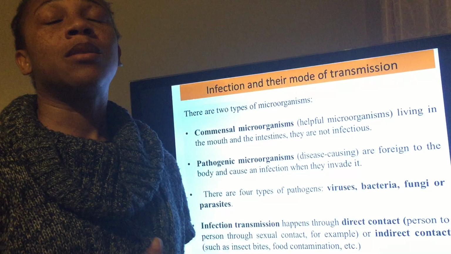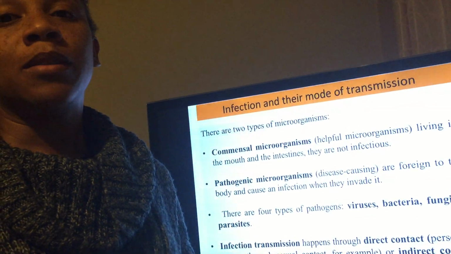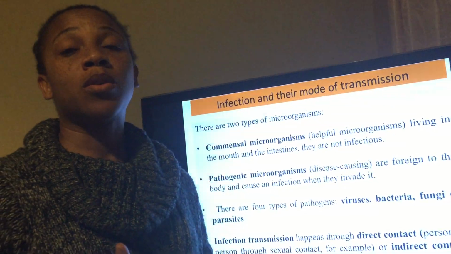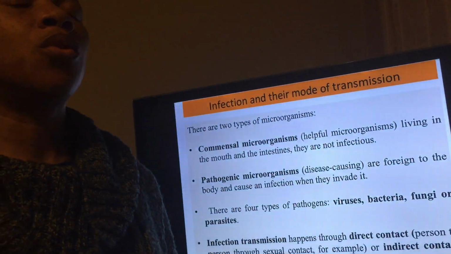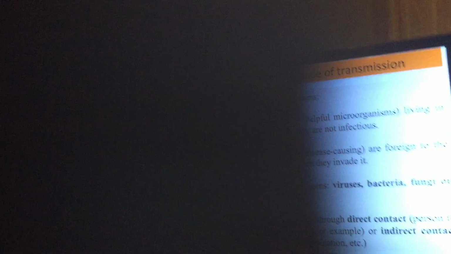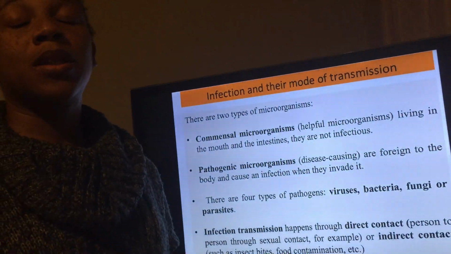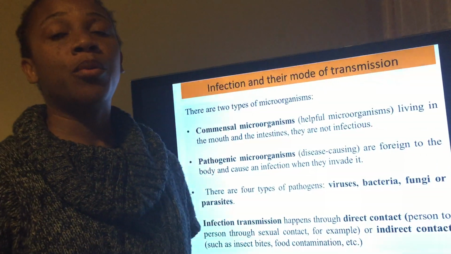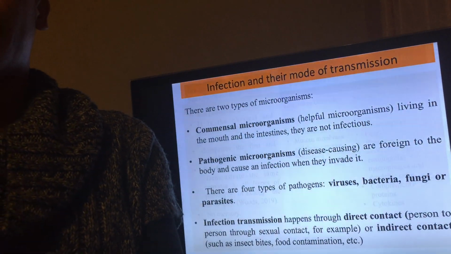These microorganisms enter the body either via direct contact, person to person, for example, mothers passing an infection to an unborn baby, or sexual contact, or indirect contact, which is, for example, ingestion of contaminated food, or insect transmission. Malaria, for example, is transmitted to humans this way.